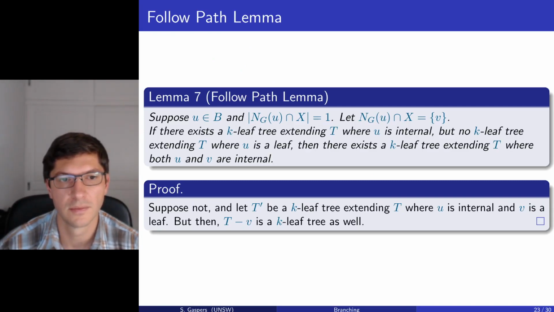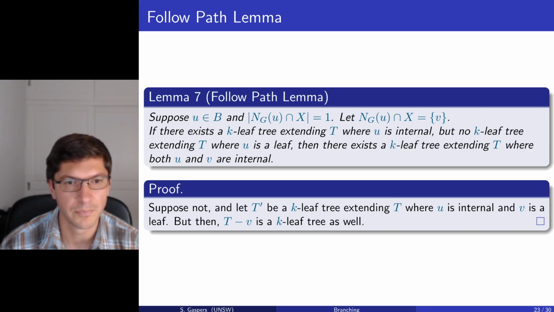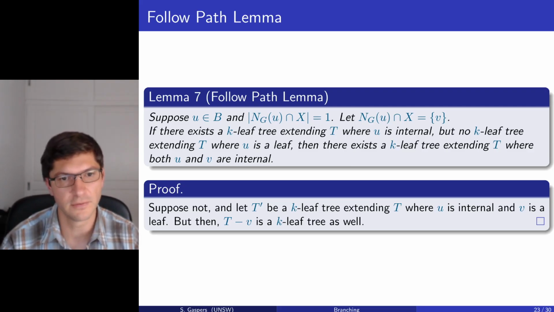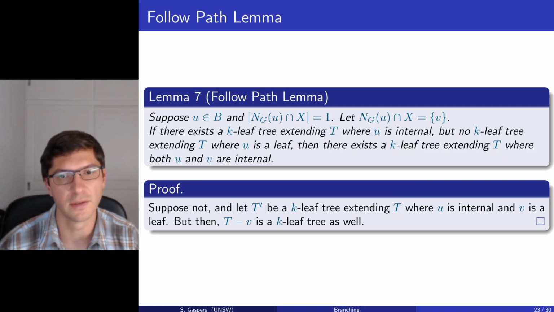So the proof is just suppose that this is not the case, then we could just make u a leaf. So if u is internal and v is a leaf, then just removing v from the tree gives us a k-leaf tree where u is a leaf.